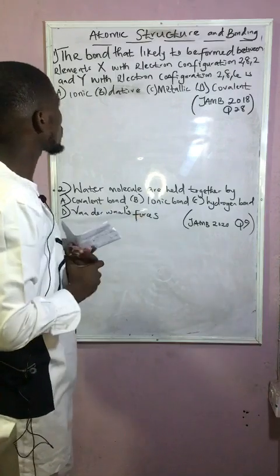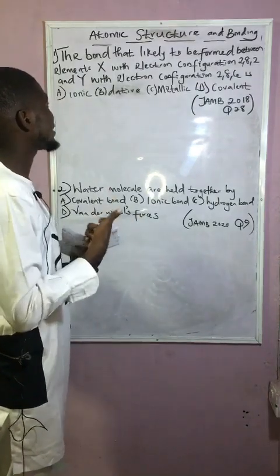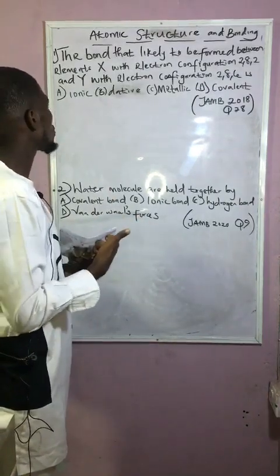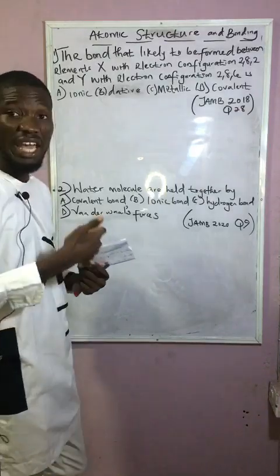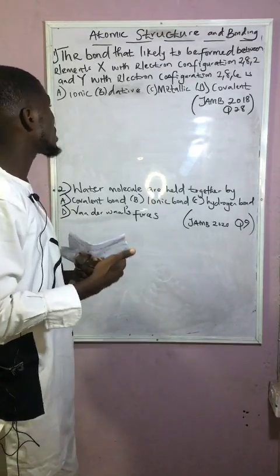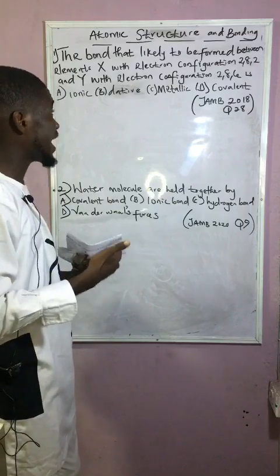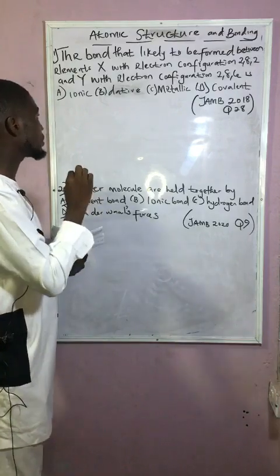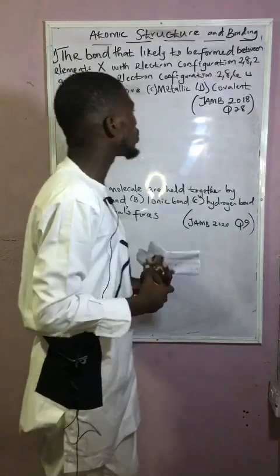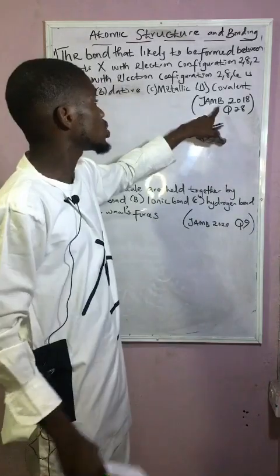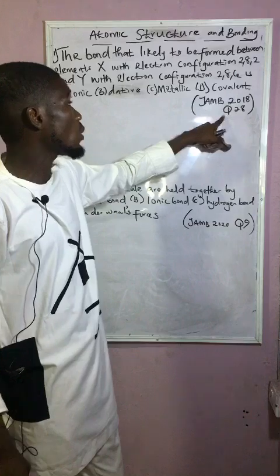The first question goes thus: the bond that is likely to be formed between element X with electronic configuration 2,8,2 and Y with electronic configuration 2,8,6 is: A. Ionic bond, B. Dative bond, C. Metallic bond, D. Covalent bond. This is JAMB question number 28.